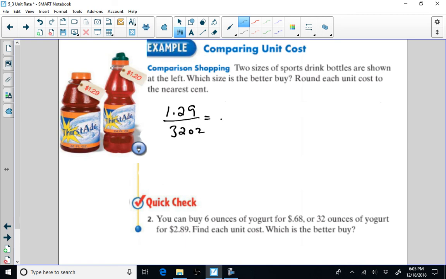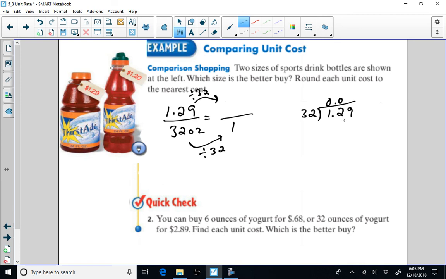We want to find the cost for 1 ounce. I want to find the unit rate. To find the cost for 1 ounce, we have to divide by 32. So I have to take my numerator and divide by 32. So I do some long division. 32 is my divisor. $1.29 is my dividend.